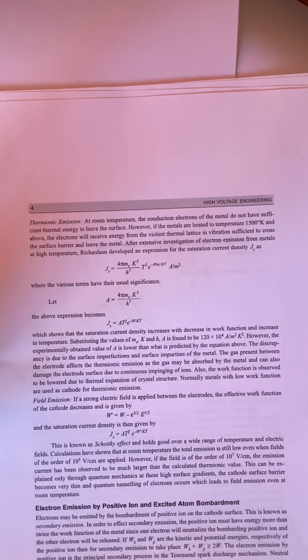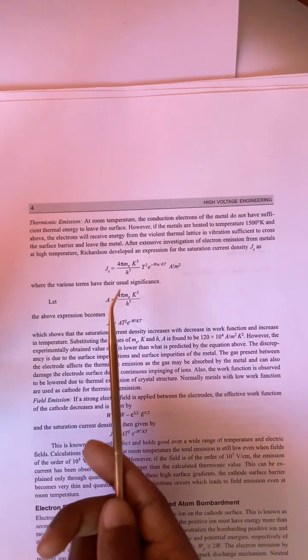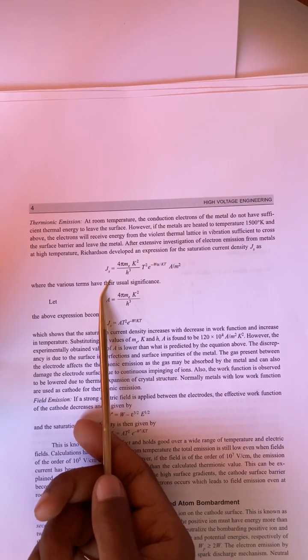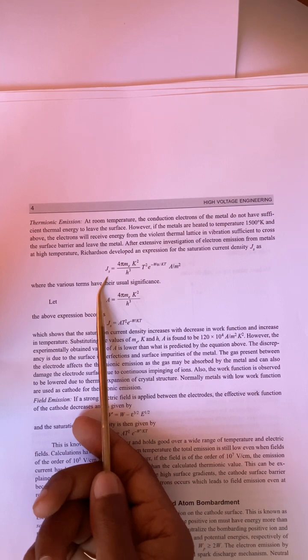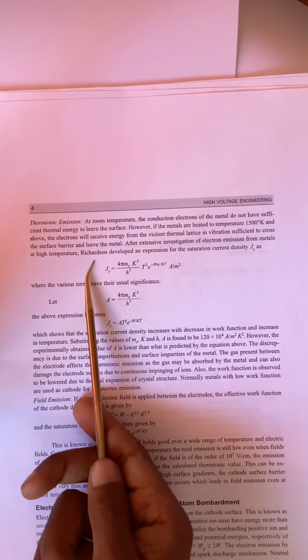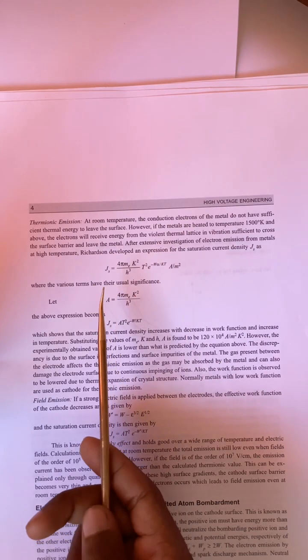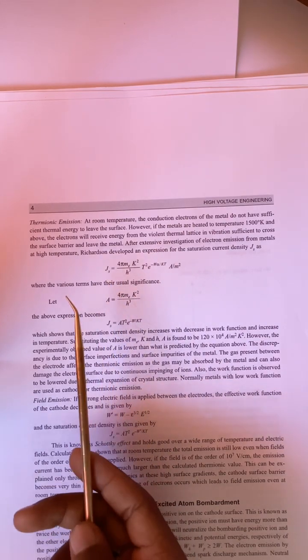After extensive investigation of electron emission from metals at high temperature, Richardson developed an expression for the saturation current density, J. This is the saturation current density function, J subscript S. It was developed by someone named Richardson, okay? Arguably another smart guy.